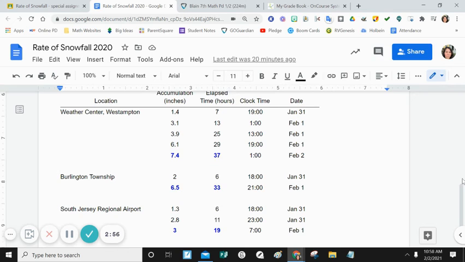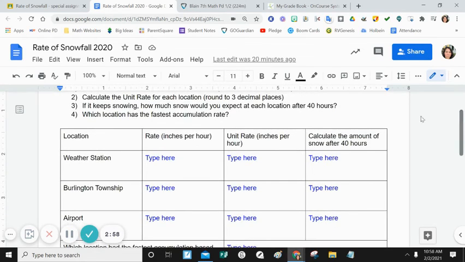The rate will be calculated or written out as a fraction in inches per hour. You'll calculate the unit rate, again, in inches per hour. And then finally, you'll figure out how many inches of snow would fall if we had 40 hours of continuous snowfall.